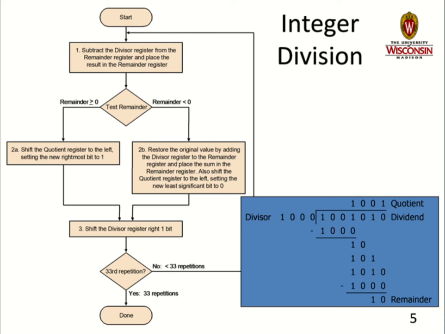In step 3, we will shift the divisor register right 1 bit. Then we'll check to see if we're done, meaning have we done all of the repetitions? If not, we continue. If we're done, then we're done. We've computed the final result.